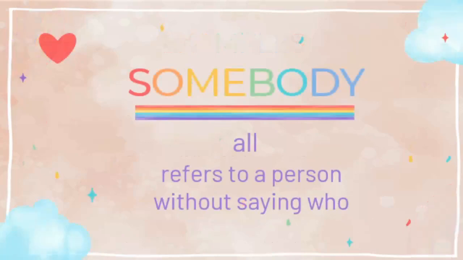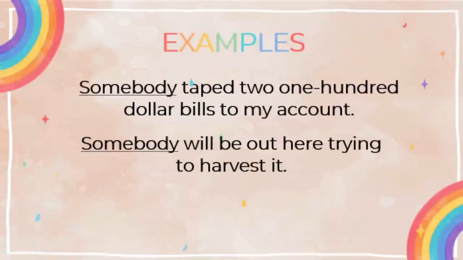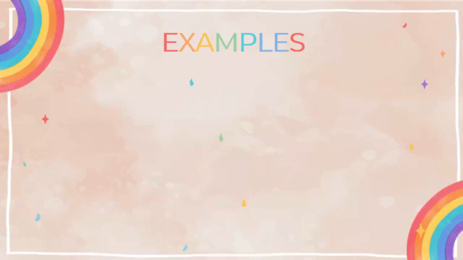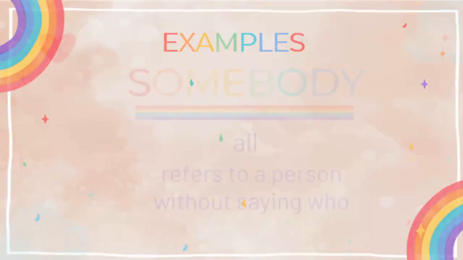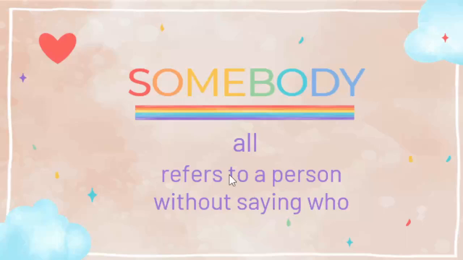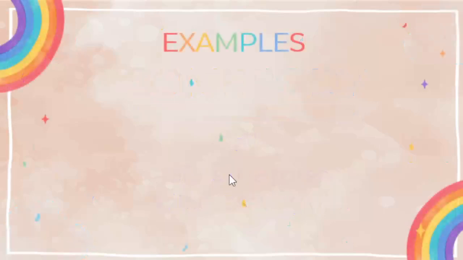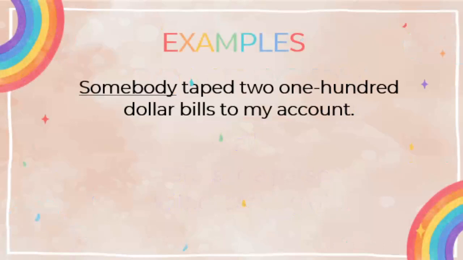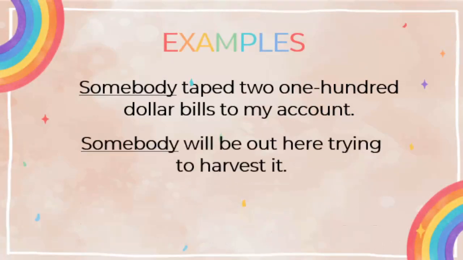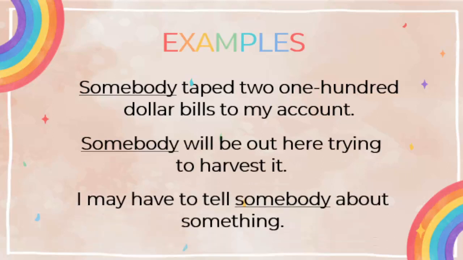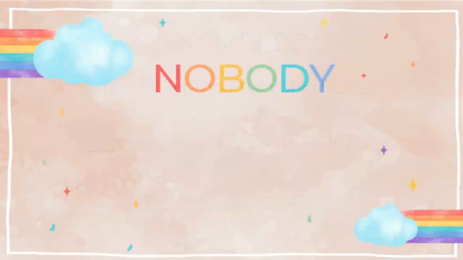So here are some examples of somebody. So we can use somebody in a sentence. For example, somebody put $200 bills to my account. So we use somebody here because we don't know who put $100. Okay, so now here somebody put $100 bills to my account. So you're going to use somebody.